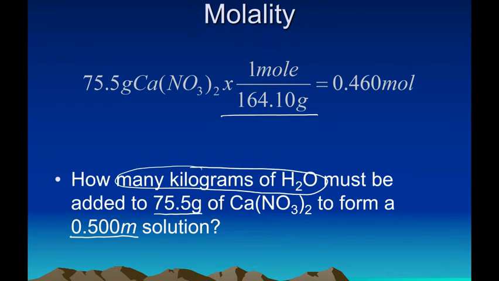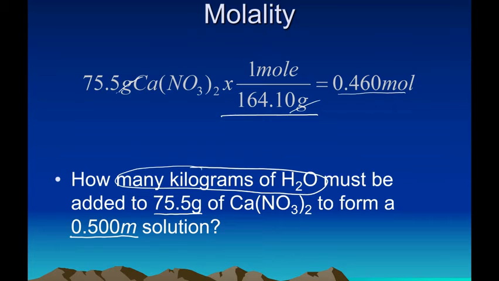The very first thing I'm going to do is convert grams to moles. I find the molar mass of calcium nitrate by finding the mass of 1 calcium, 2 nitrogens, and 6 oxygens. That gives me a mass of 164.10 grams. So I do my molar mass conversion, going from grams to moles. 1 mole goes on top, grams goes on the bottom. Grams end up canceling. I get 0.460 moles.